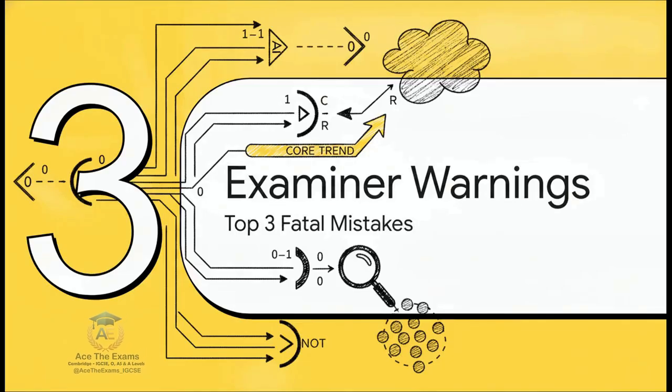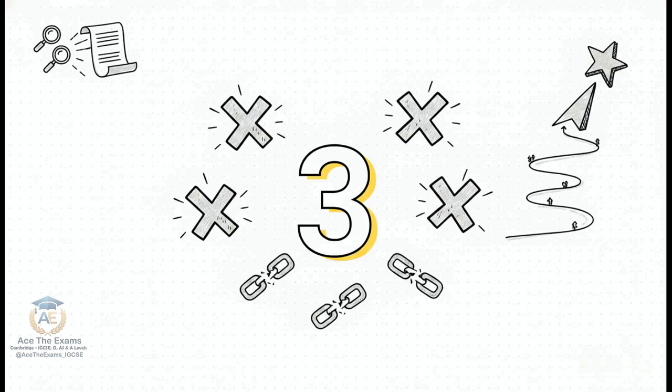Section 3. 3 Fatal Exam Mistakes. It is time for an interactive workshop. We are going to look at the top errors that consistently, year after year, destroy candidates' scores. According to the official Cambridge Principal Examiner reports, there are exactly 3 fatal mistakes.